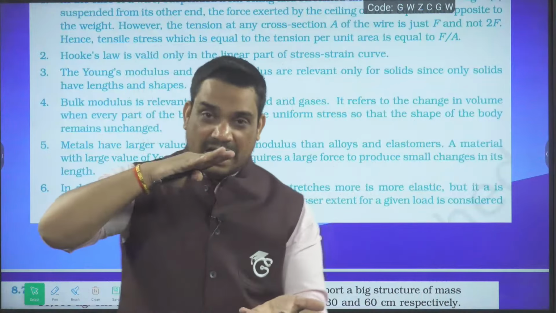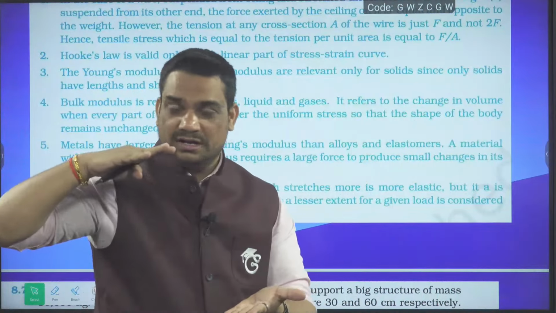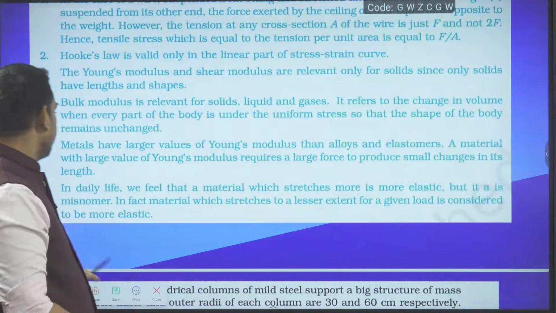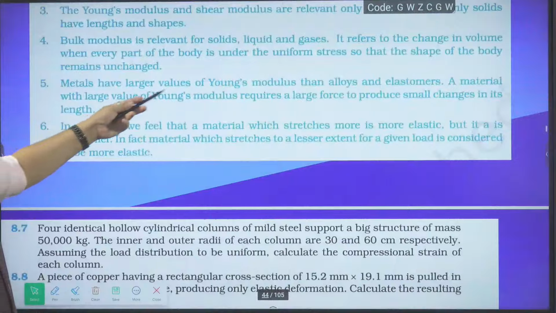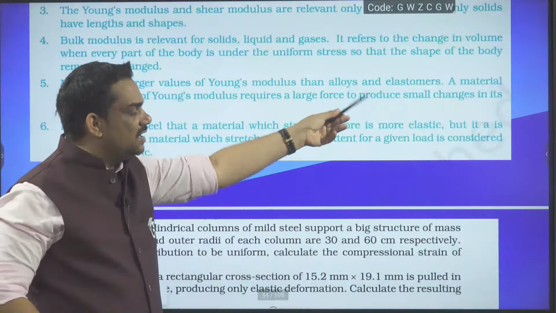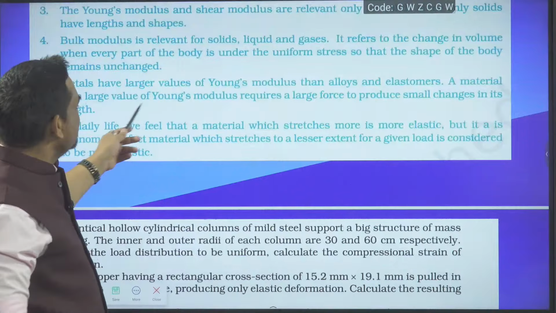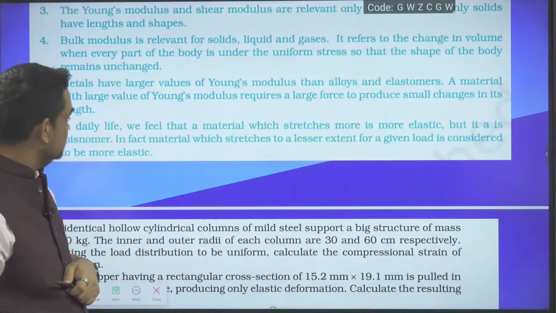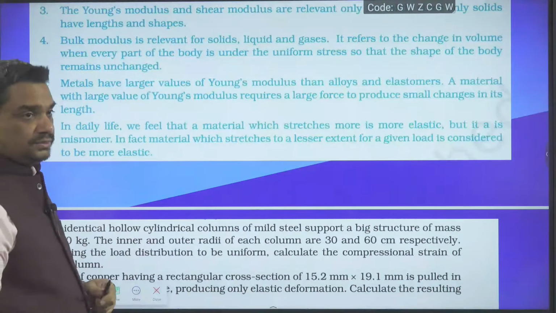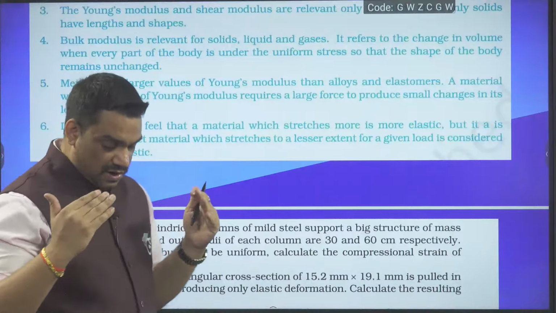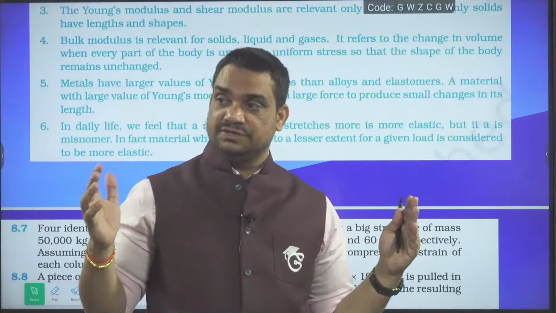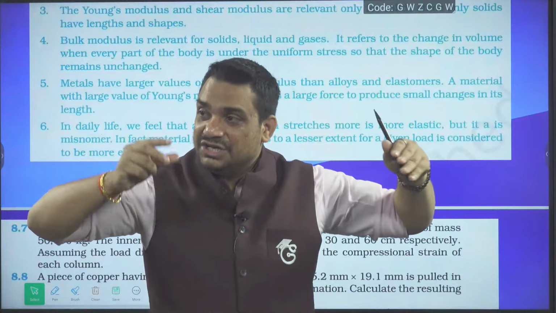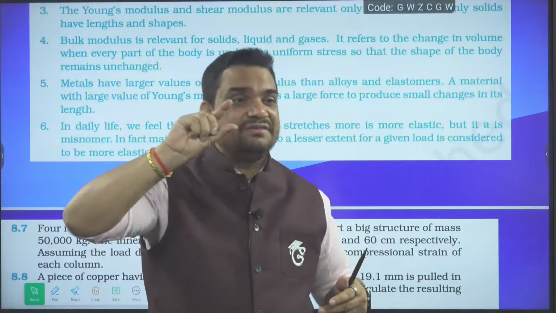But if a cube is under a tangential force, under the shear force, then its shape will change. Metals have larger values of Young's modulus than alloys and elastomers. A material with a large value of Young's modulus requires a large force to produce small changes in its length. That's why we use metals in bridges and everywhere, because even though a large force is applied, the change will be very little.